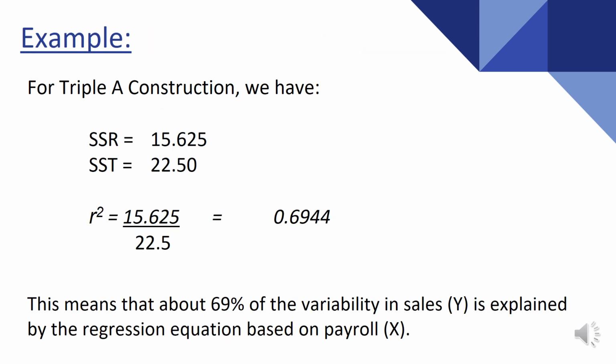For the given example, for AAA construction, we already have the SSR, which equals 15.625, and SST, which equals 22.5. Now, to solve for the coefficient of determination, we have r squared equals 15.625 over 22.5. So the answer is 0.6944. This means that about 69% of the variability in sales, or y, is explained by the regression equation based on payroll, which is the x.